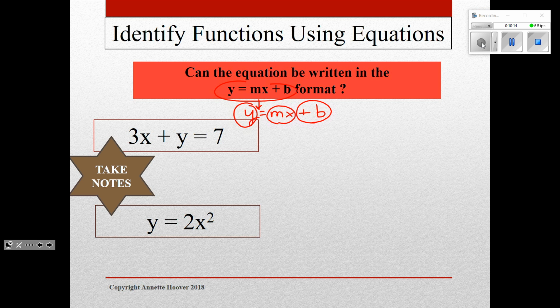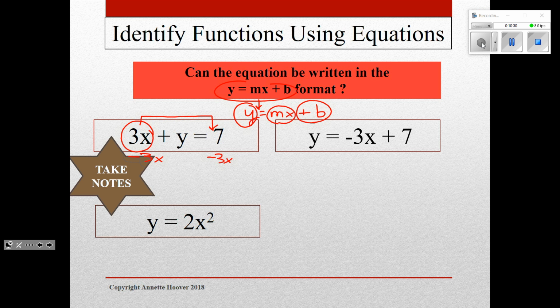So let's rewrite this first one. The x term is not in the right spot, so it's going to jump the fence and tell the 7 to move over because he likes to be in front. And we're going to do that by doing a negative 3x. So when we rewrite that, we have y by itself equals negative 3x, because it jumped the fence and changed sign, plus 7. If you can write the equation in this format, we know that this would graph as a linear function. So that is linear.